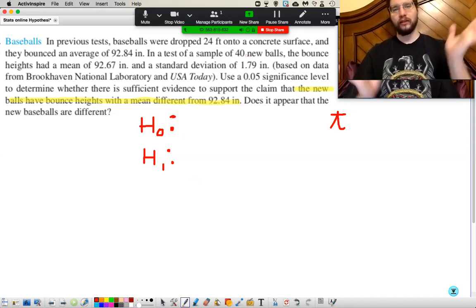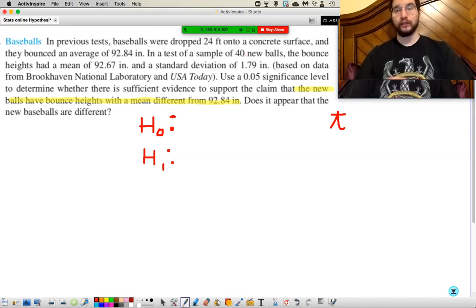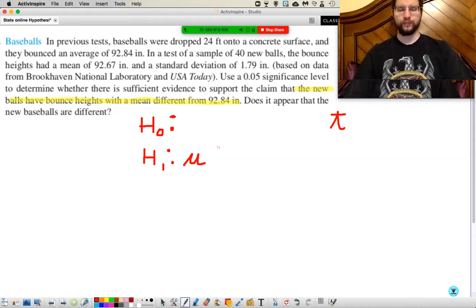It's 40 new balls, so that criteria is taken care of. Again, we're just going to assume the criteria is good. We can do these. I'm not going to give you any that you cannot do. Different, as a symbol, is not equal to.